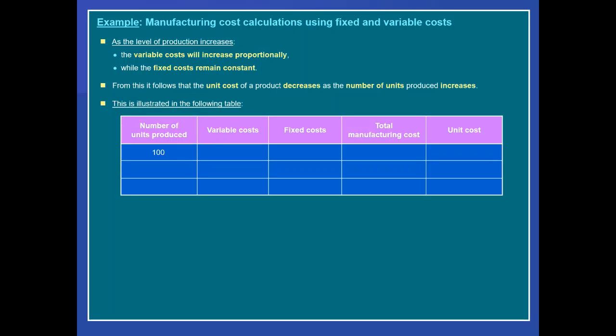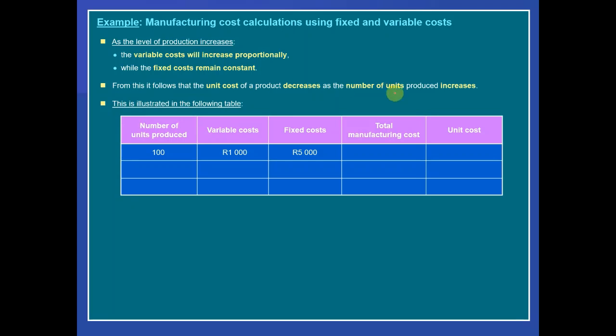So let's say our number of units produced is 100. And let's say the variable cost is 1,000 Rand. So in other words, it's 10 Rand per unit. 100 times 10 gives 1,000 Rand. Let's say we have a fixed cost of 5,000. So that will stay constant no matter how many units we produce.